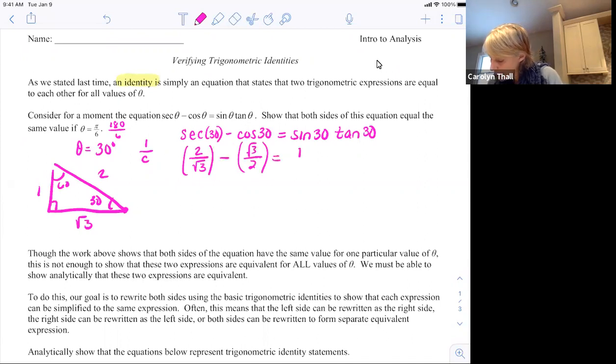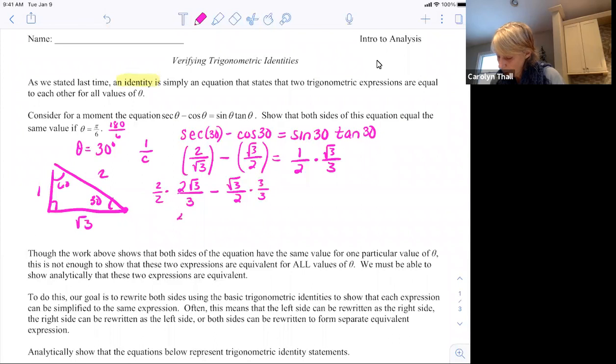Sine of 30, opposite over hypotenuse, times tangent of 30, which is opposite over adjacent. I might convert this one, rad 3 over 3. It might be a little bit easier. So on the left side now, I've got to add those two fractions together. We may actually rationalize this: 2 rad 3 over 3 minus rad 3 over 2. So I have to multiply this fraction by 2 over 2 and this one by 3 over 3.